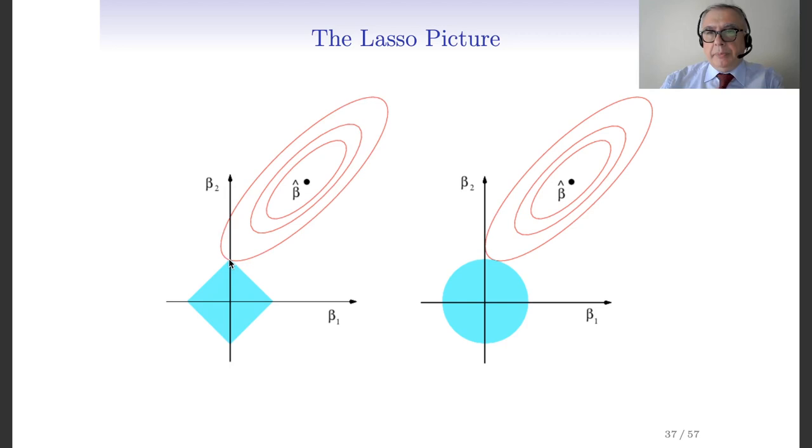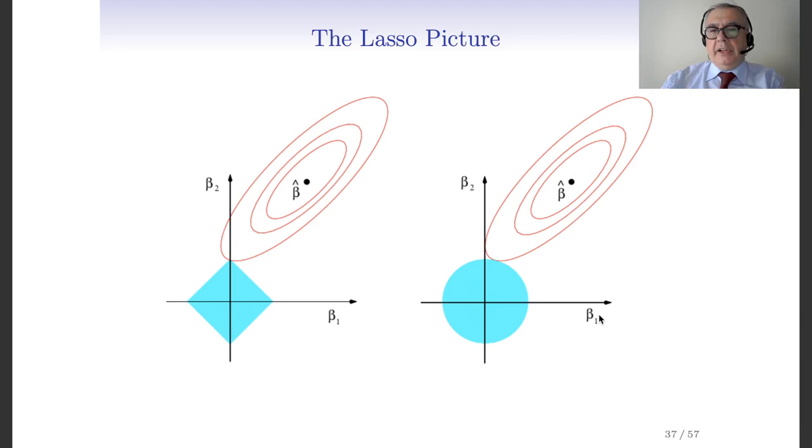So this point is the point within the budget region that has the lowest possible value for the red surface. Very similar here. This is the budget region. I want to find the point that is within the region, but is also at the lowest possible level of the red surface, and these are the level lines of the RSS surface, the residual sum of squares as a function of beta 1 and beta 2. And this is the point.